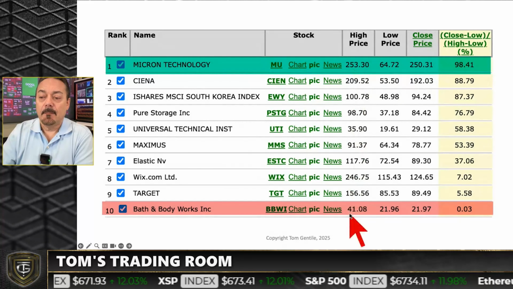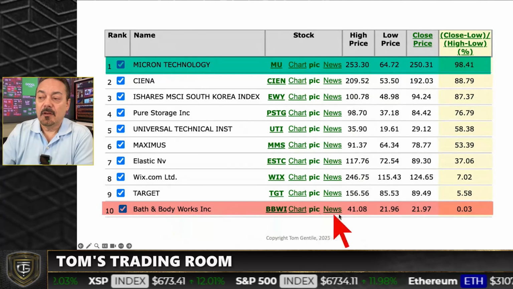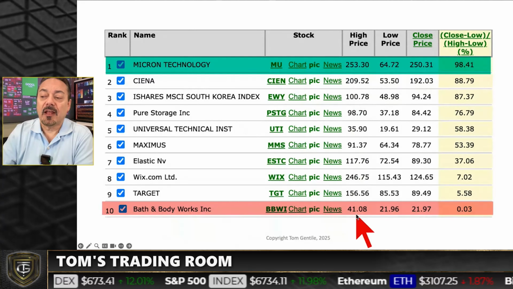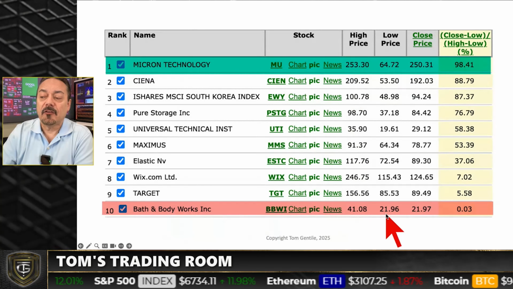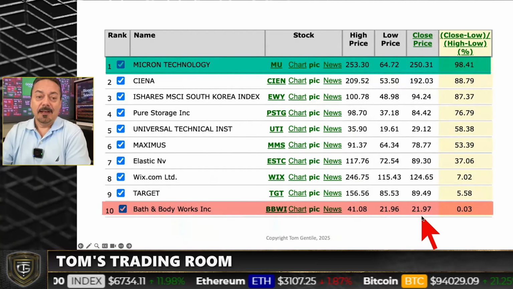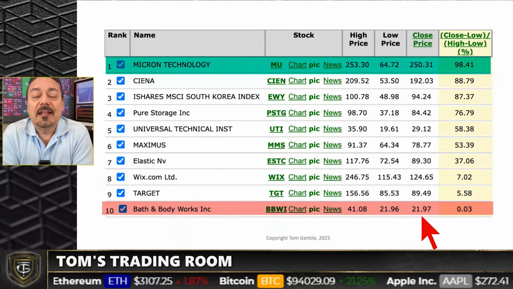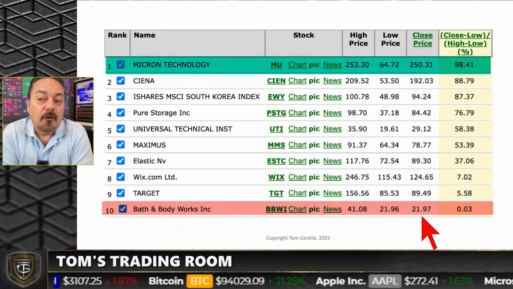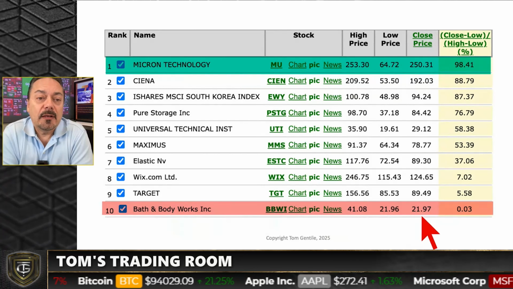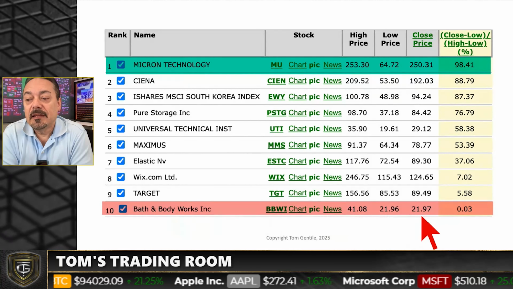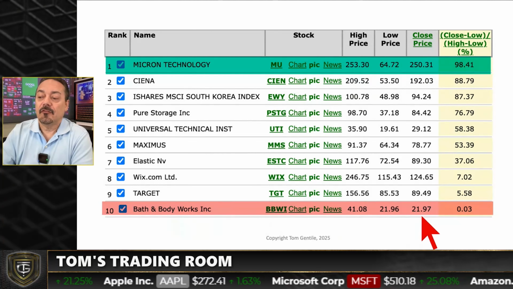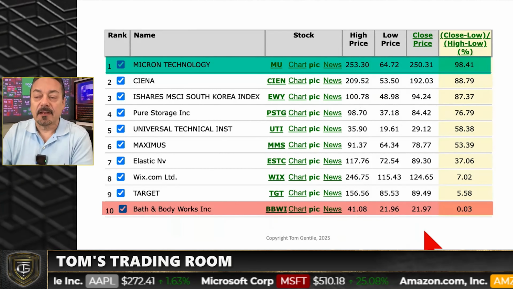All the way down at the bottom, Bath and Body Works had a year-to-date high of $41.08, a year-to-date low of $21.96. Look where it's at. It's basically on its year-to-date low. So let's evaluate those two charts, because one is at its year-to-date high and the other's at its year-to-date low, and see if we can find out anything else about these two.